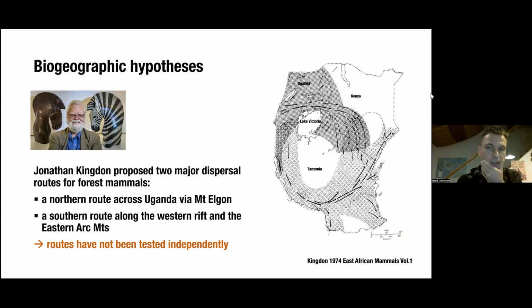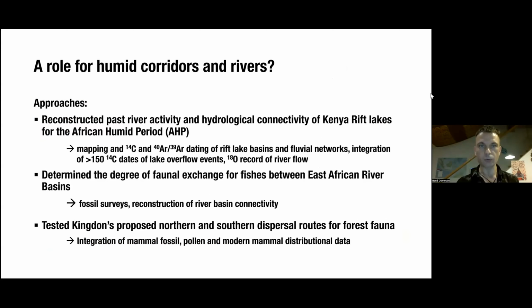The thing is, these proposed routes have not been tested independently by, let's say, paleogeographical or paleoecological data. So we try to address these questions. In our study, we looked for a role of humid corridors and rivers in influencing biological interchange.